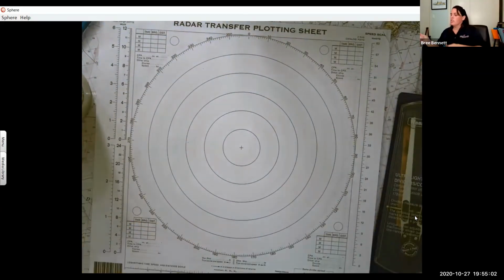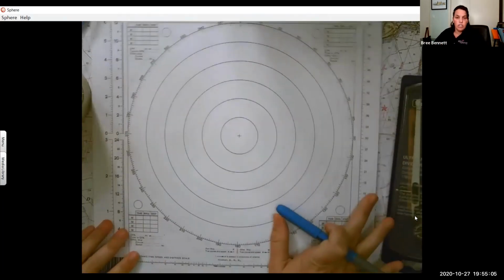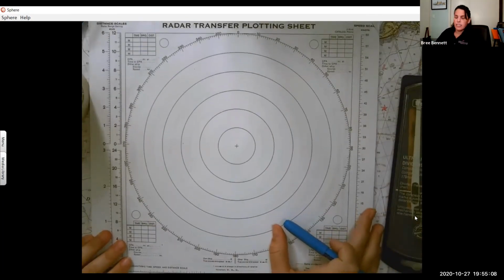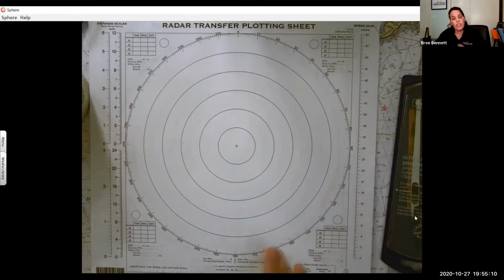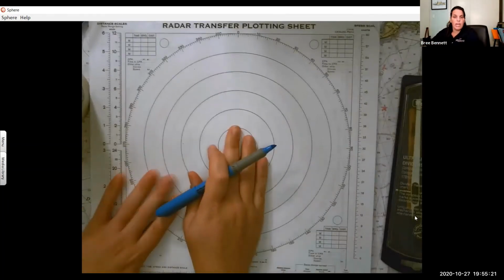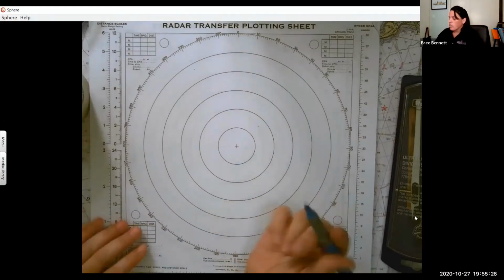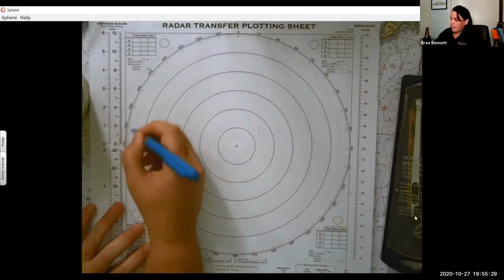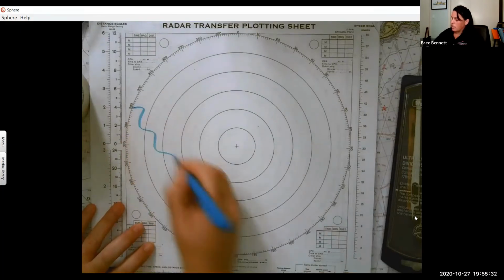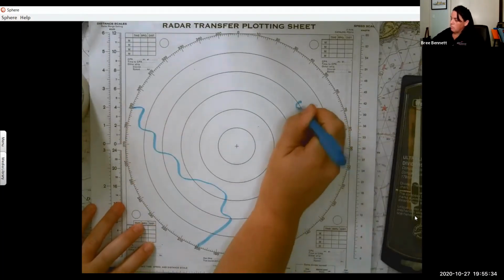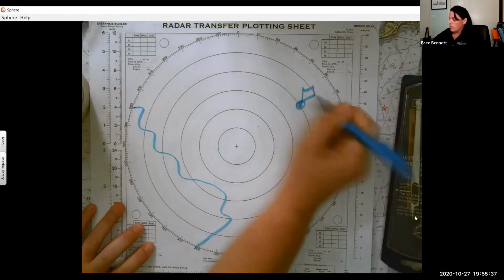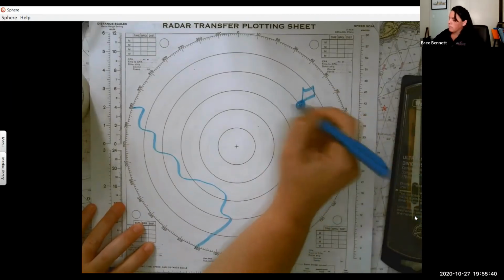Here we go. When we are using our radar transfer sheet, basically, we are transferring what we see or what we find of something of concern on the radar screen, and then we're transferring it to this paper plot so we can determine if there's risk of collision, essentially. So maybe our radar screen has some land. Maybe we got a little buoy, which doesn't look like that on the chart. It just looks like a blob.